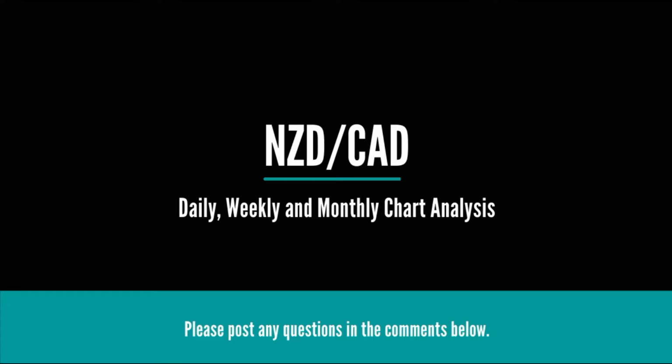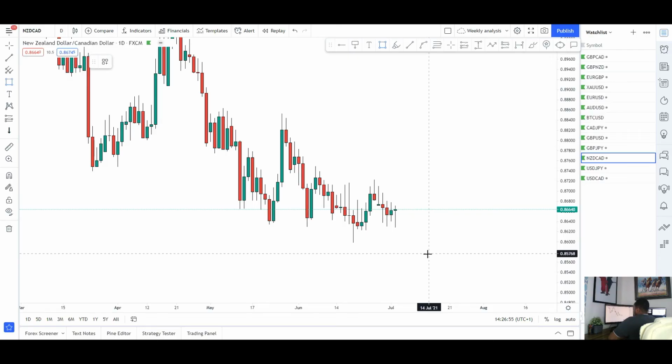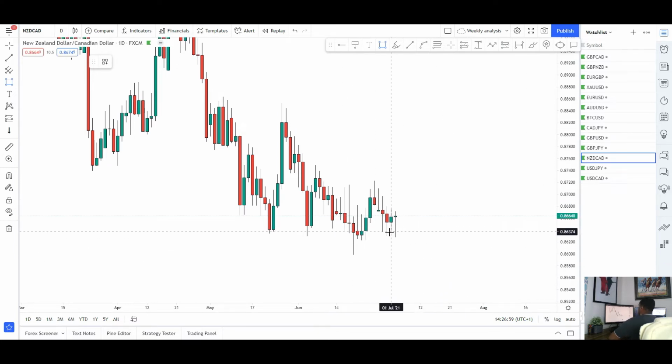Now let's take a look at NZD CAD. Okay, so next up we've got NZD CAD. So for this pair, as you can see, not much momentum in this pair recently. A lot of wicks all over the place here on the daily time frame. We did see a move to the downside this week, which was expected. Again, we were holding onto this area here.